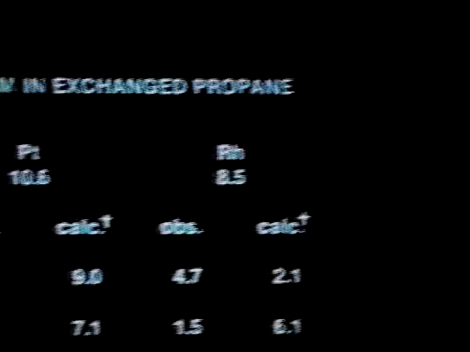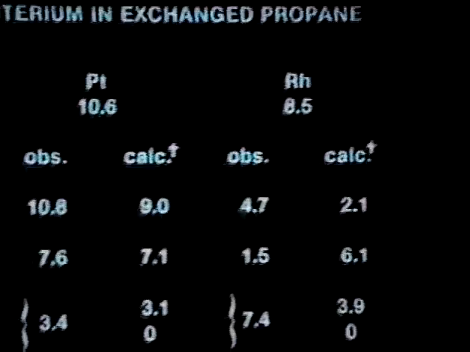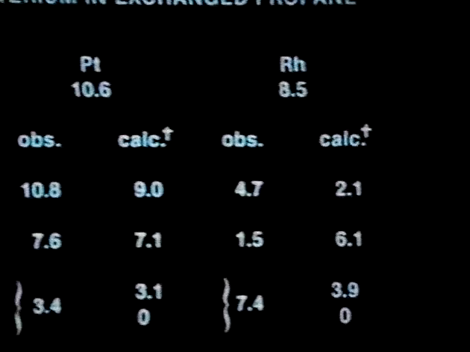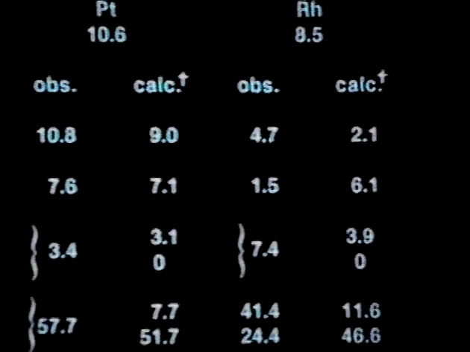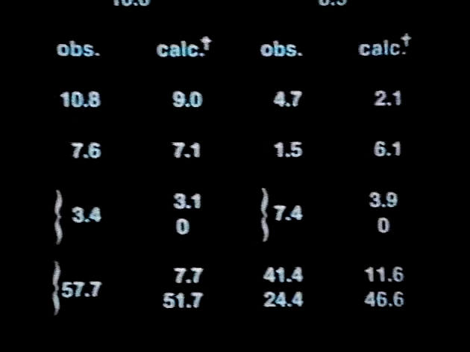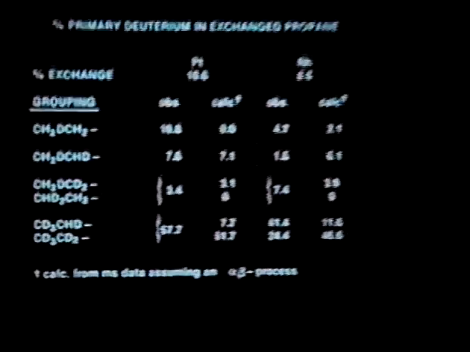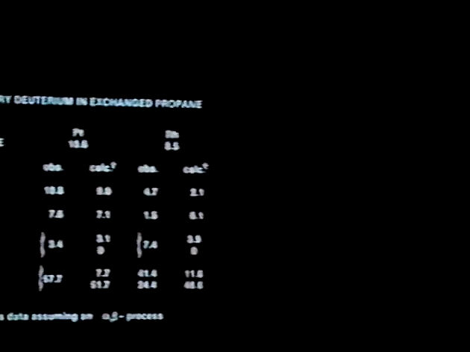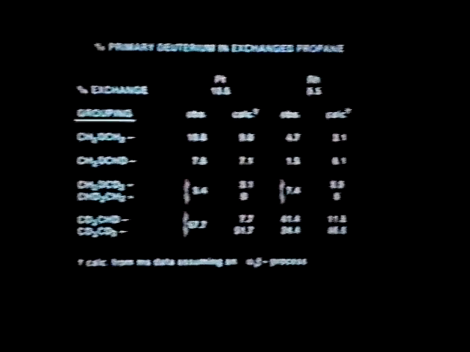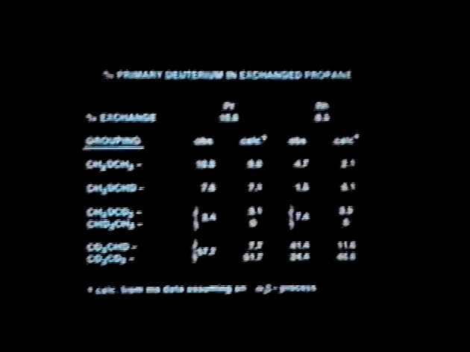But with rhodium, as you will see in the two right-hand columns, in every case, there is a discrepancy between the observed amount and the calculated amount, and so it's quite clear that with rhodium, some other process is necessary as well as alpha-beta, and consequently we cannot explain the results just on the alpha-beta process.